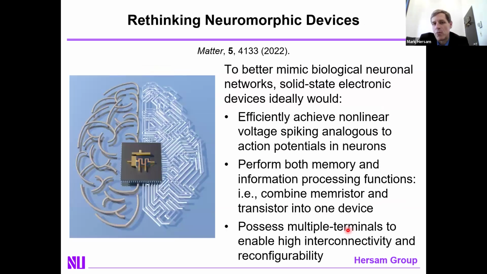And so in our lab, we've really tried to rethink solid-state electronic devices in this context. And in particular, if we want to mimic biological neuronal networks, then we have very different constraints than a traditional transistor. For example, you'd like to efficiently achieve nonlinear voltage spiking, analogous to the action potentials in biological neurons. You'd like to be able to perform both memory and information processing at the same point in space. Can we, for example, combine a memristor and a transistor into one device? And can this all be done with multiple terminals to enable high levels of interconnectivity and reconfigurability to mimic that which is present in biological systems?